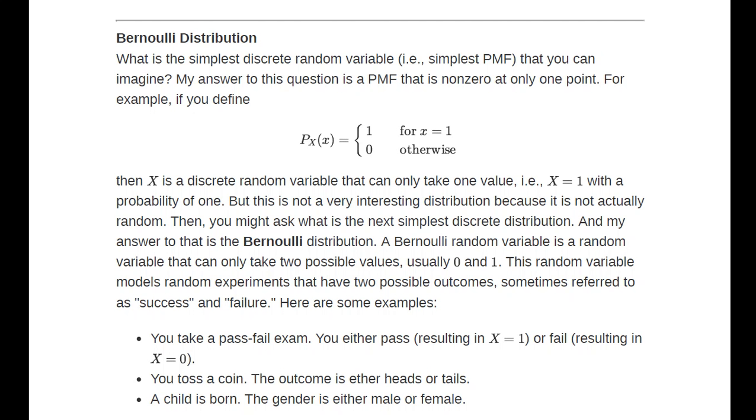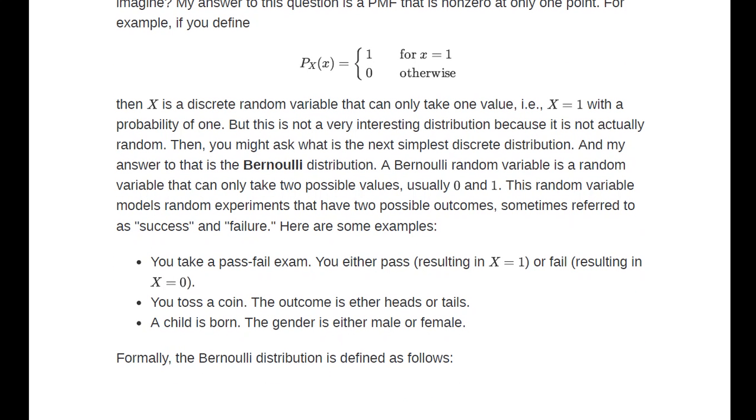Here are some examples. You take an exam and either pass or fail. You either pass, resulting in X = 1, or fail, resulting in X = 0. You toss a coin. The outcome is either heads or tails. A child is born, the gender is either male or female.